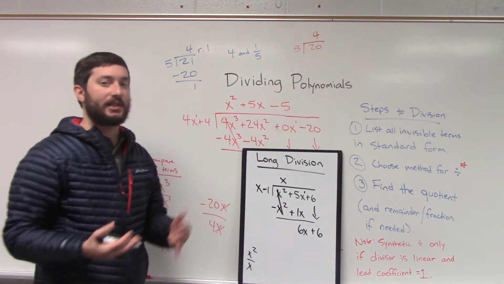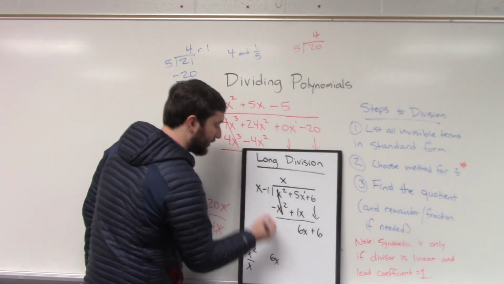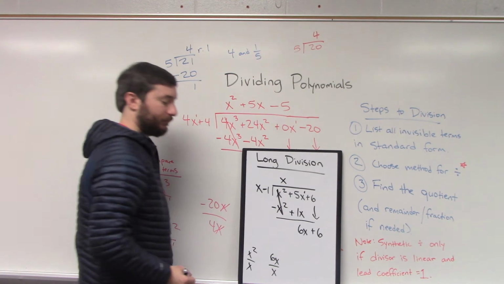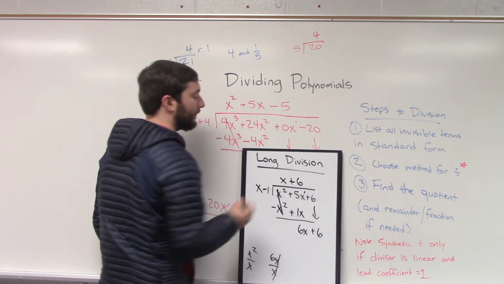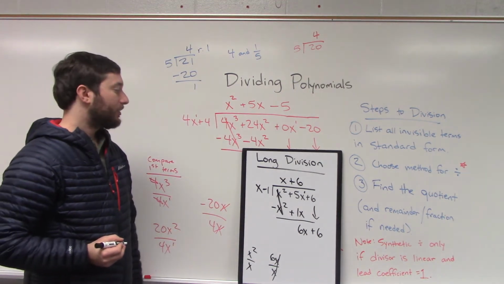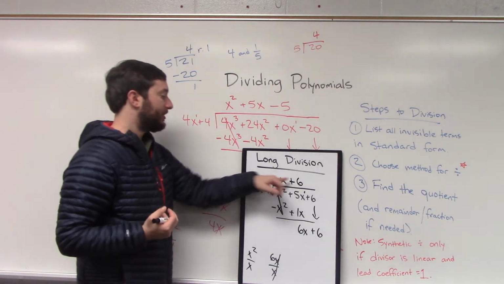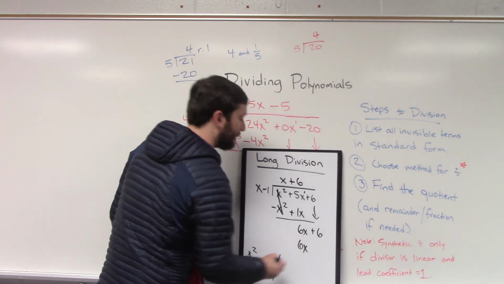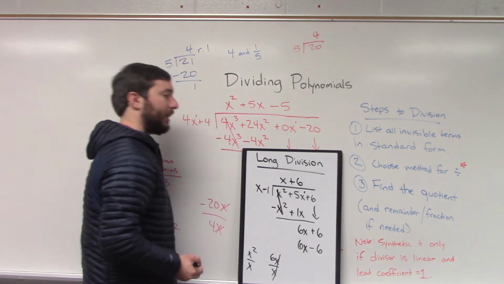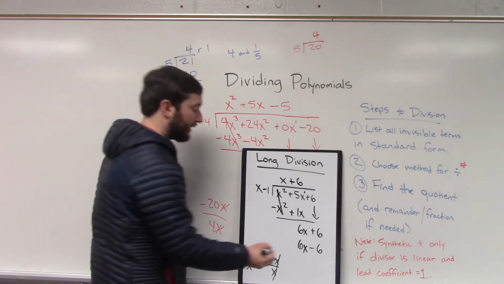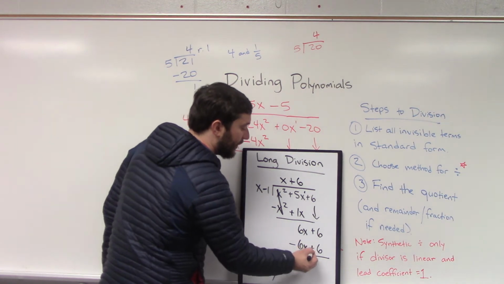We repeat the process. So compare first terms. 6x divided by x, well, x cancels out in this case. You should see that 6 is what we have left over here. Okay. So once again, multiply that back, draw a line, change the sign. 6 times x is 6x. 6 times negative 1 is negative 6. And in this case, we're going to, once again, draw a line, change the sign. That turns into negative 6x. That turns into positive 6.